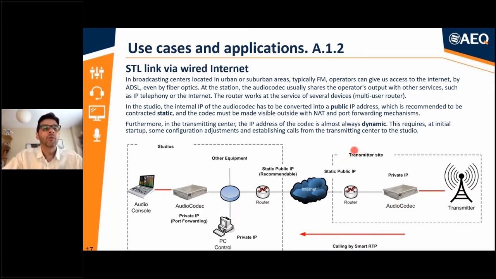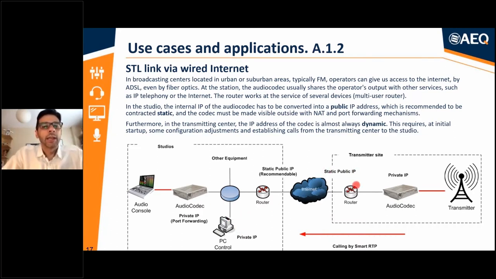At least in the studio, you will have a local area network behind the router, and the router is performing what we call Network Address Translation, NAT. So the IP addresses of the codec, of the PC for control, etc., won't be visible from the other side, from the transmitter side, and the same way around. We only see the public IP address of the studio and the public IP address of the transmitter side. So in order to make connections, we will always need to call to the public IP addresses.